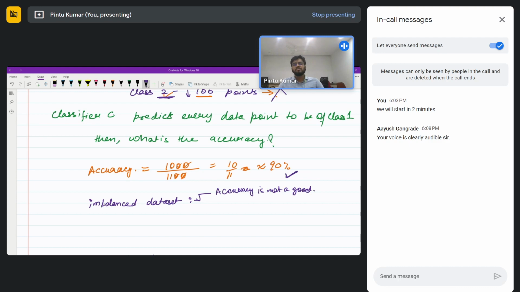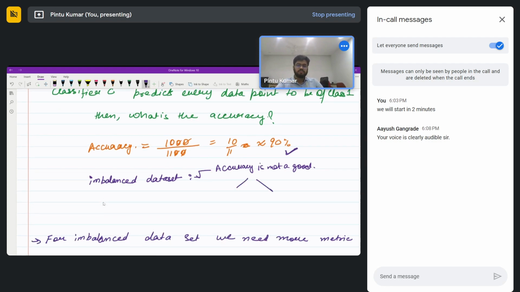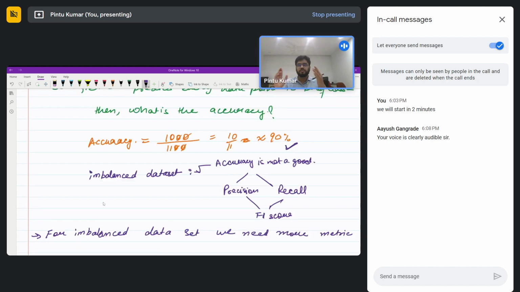So what we will do is try to define some classification metrics that work well with imbalanced data sets, right? Two of them are known as precision and recall. And then we mix them together to form something called the F1 score. Okay. So any doubt till this point in the accuracy part?